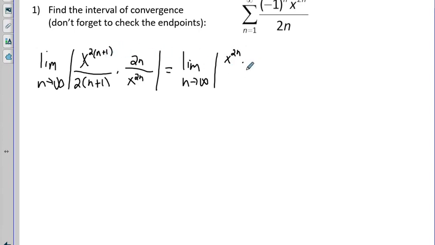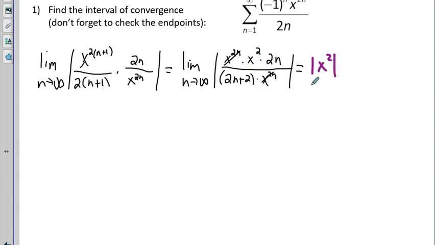All right, so this is actually x to the 2n plus 2, so I get x to the 2n times x squared times 2n all over 2n plus 2 times x to the 2n. I'm going to reduce, and I am left with 2n over 2n plus 2 as n goes to infinity, which goes to 2 over 2, so that limit is 1, but then I have to take into account the x squared, so I'm really left with the absolute value of x squared, which I'm going to use to find my initial interval of convergence.